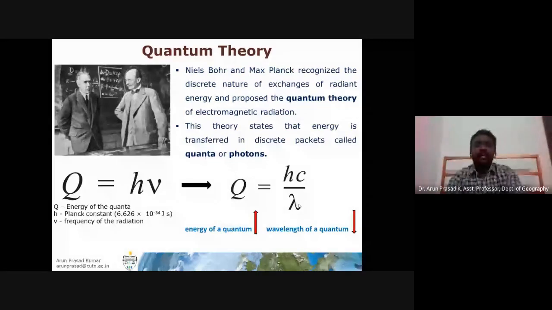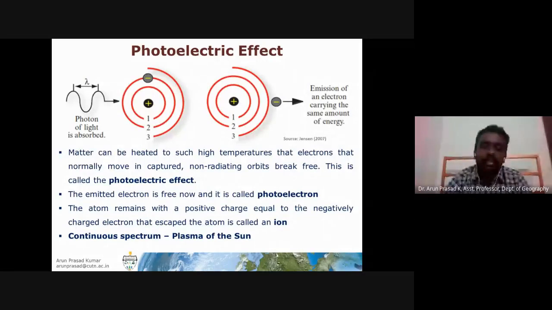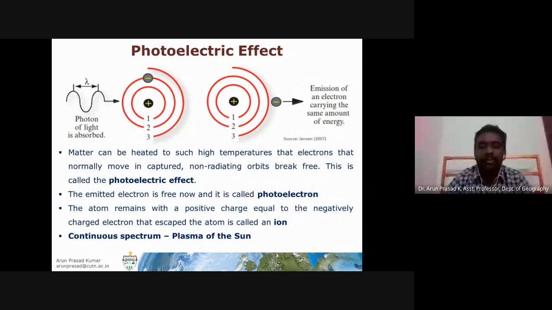The photoelectric effect is the phenomenon responsible for the propagation of this EMR from the sun's outer atmosphere. The matter in the sun's plasma is heated to such a high temperature that it leads to the breakup of the electron, which moves freely and emits energy in a particular wavelength. That is called the photoelectric effect. And the electron which got free due to this effect is called a photoelectron.